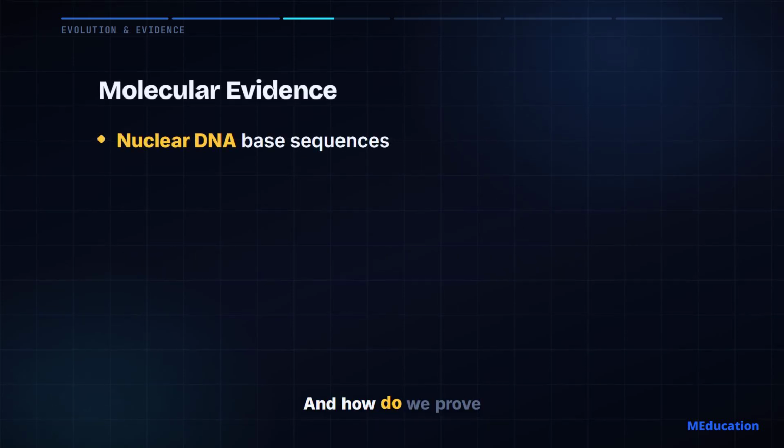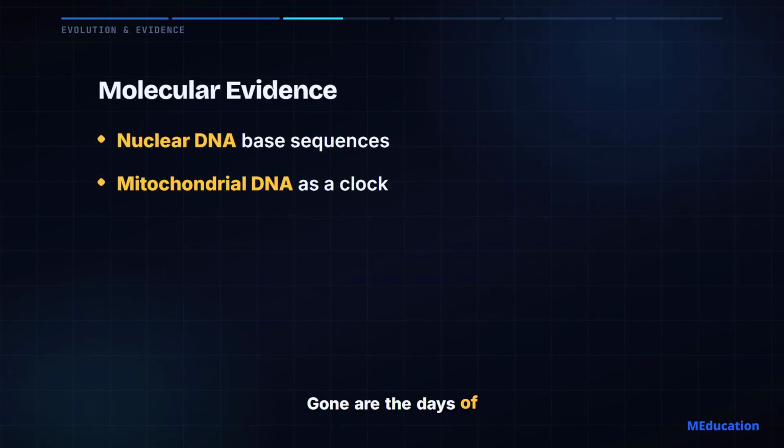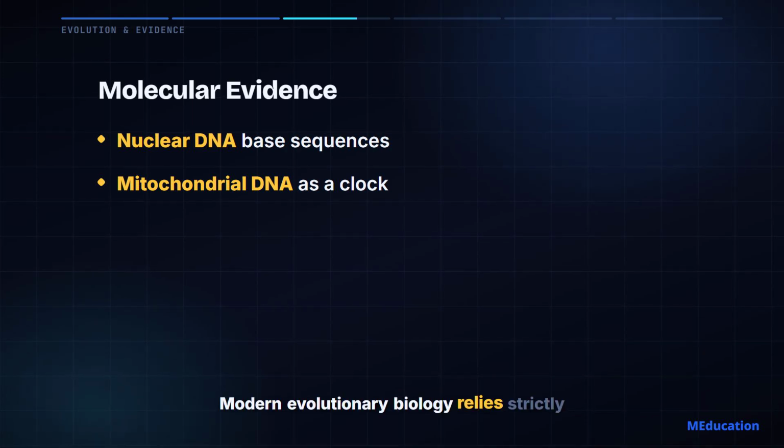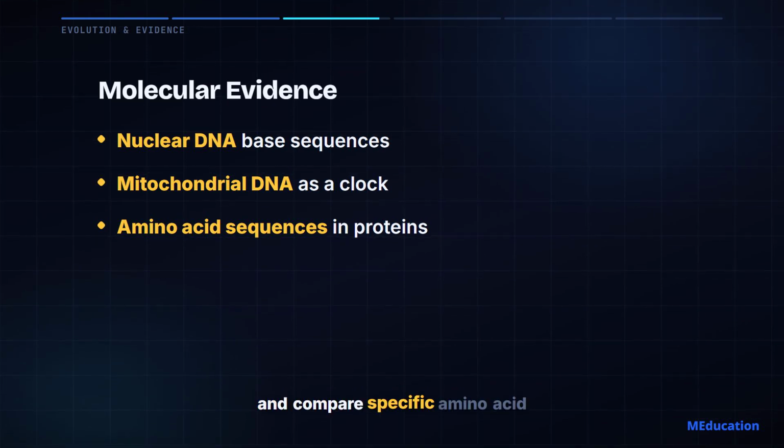And how do we prove these evolutionary pathways? Gone are the days of just looking at fossilized bones or anatomical similarities. Modern evolutionary biology relies strictly on molecular evidence. You will analyze differences in nuclear DNA base sequences, use mitochondrial DNA as a molecular clock, and compare specific amino acid sequences to map precise phylogenetic relationships.